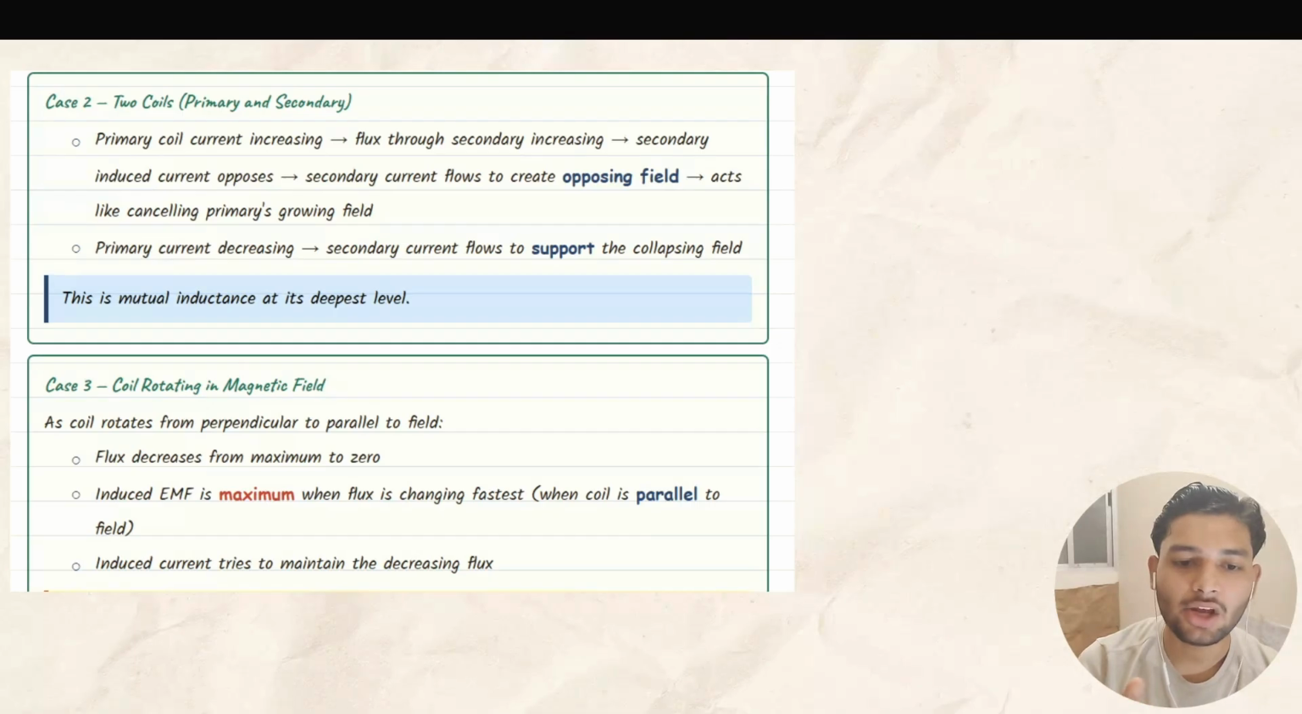Okay, now case 3, coil rotates in a magnetic field. So what would happen if we rotate the coil in a magnetic field? This is a very important concept because this directly connects with the AC generator concept. A coil is rotating in a field, going from perpendicular to parallel to the field. So what happens? Flux decreases from maximum to 0. When it is perpendicular, the flux is maximum, and when it is parallel, the flux is 0. So induced EMF is maximum when flux is changing fastest. When the coil is parallel to the field, the EMF is maximum, and the induced current tries to maintain the decreasing flux. So yeah, that was case 2 and case 3.